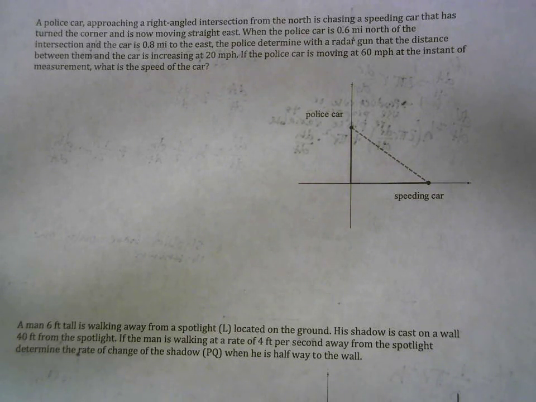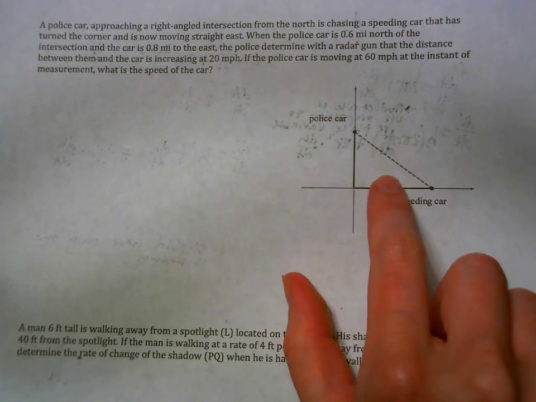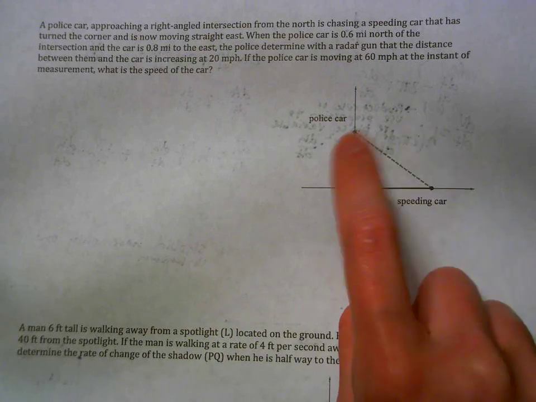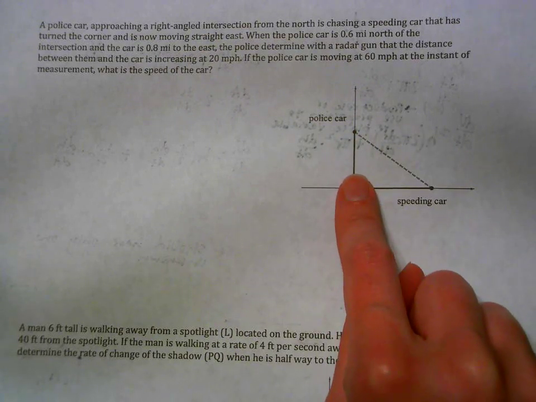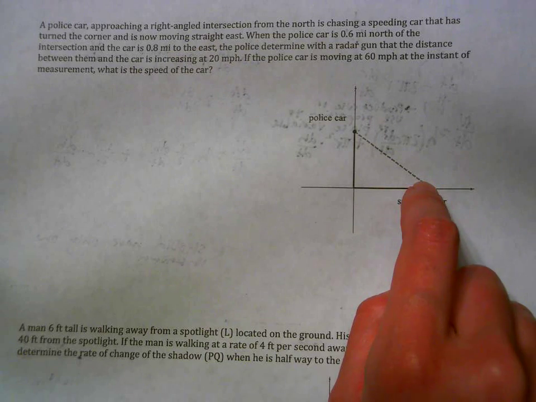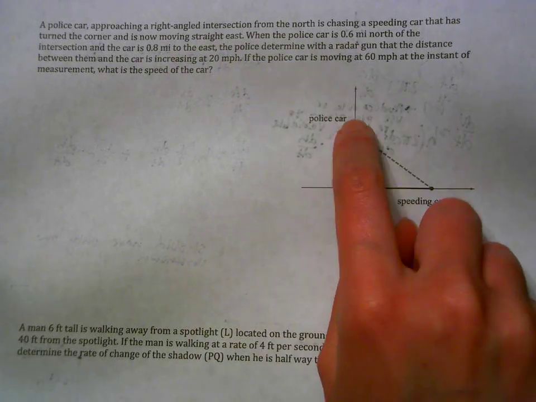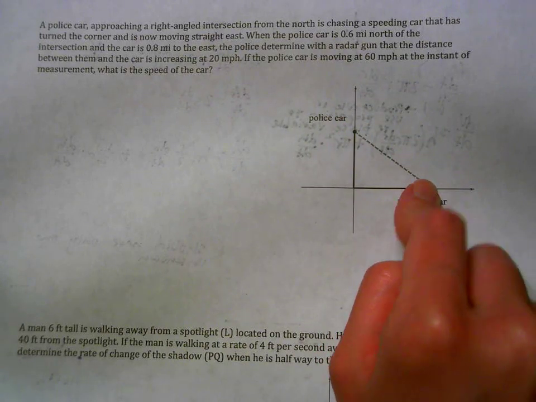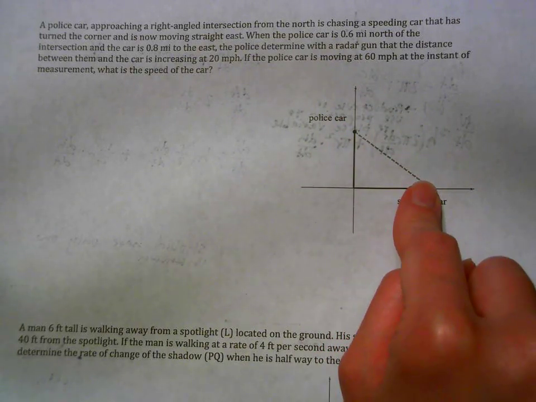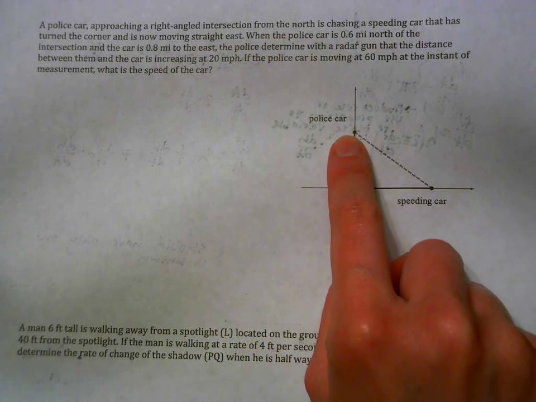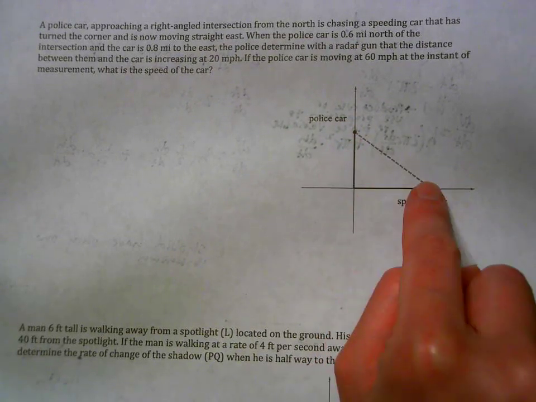Okay, so for some more examples on related rates, this is on the back. First one says a police car approaching the right angled intersection from the north is chasing a speeding car that has turned the corner and is now moving straight east. When the police car is 0.6 miles north of the intersection and the car is 0.8 miles east of the intersection, the police determine with a radar gun that the distance between them and the car is increasing at 20 miles per hour. If the police car is moving at 60 miles per hour at the instant of measurement, what is the speed of the car?